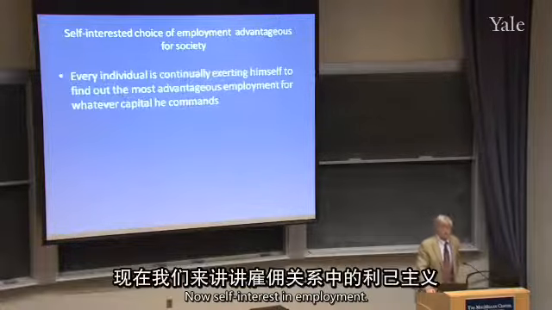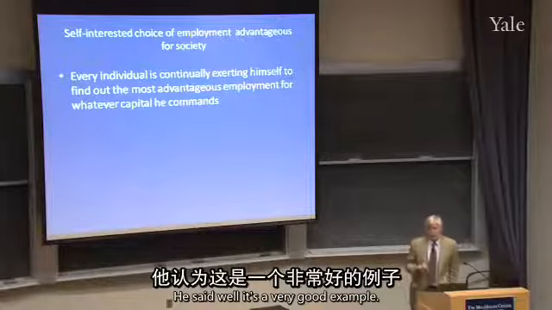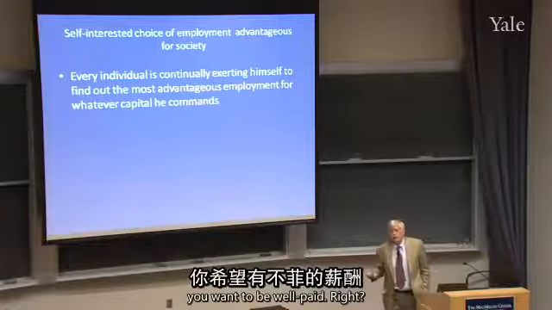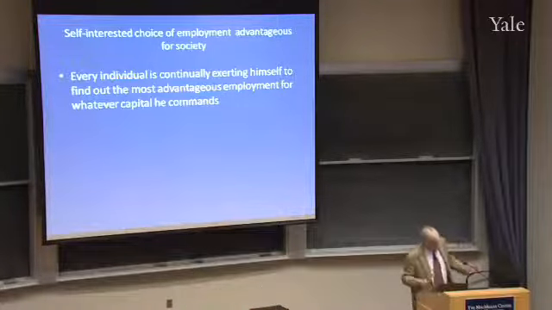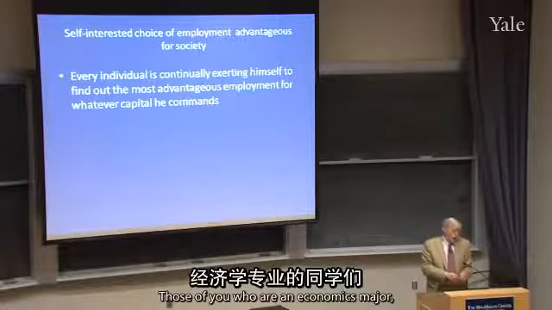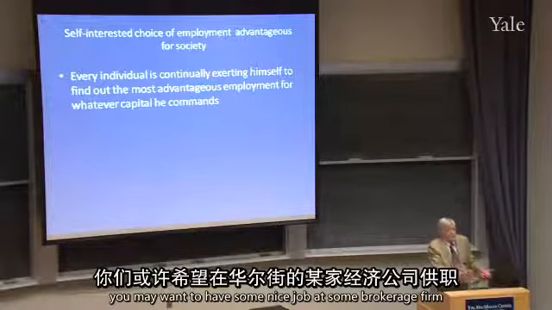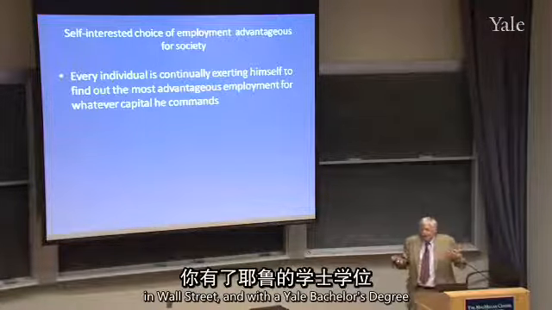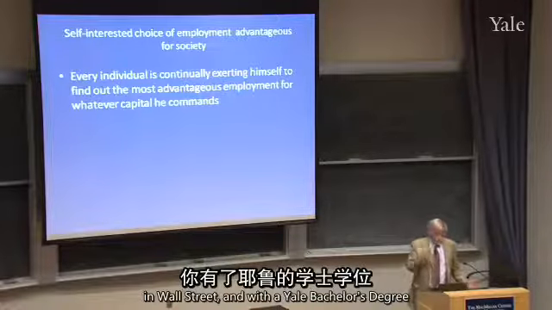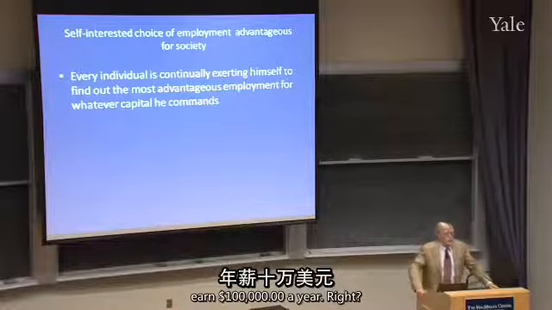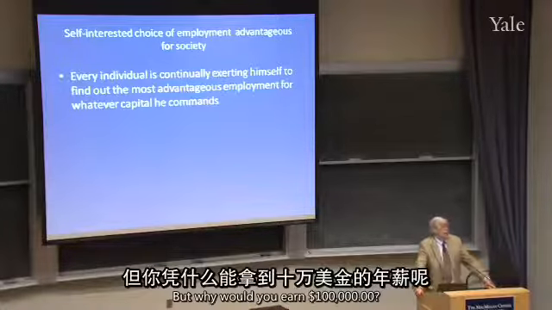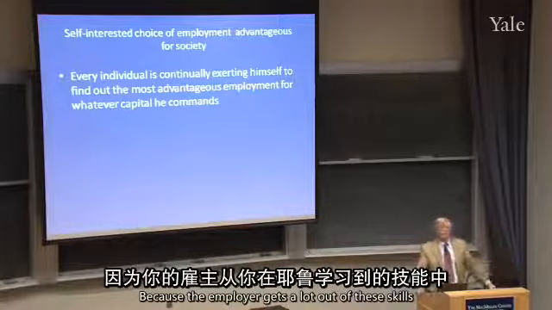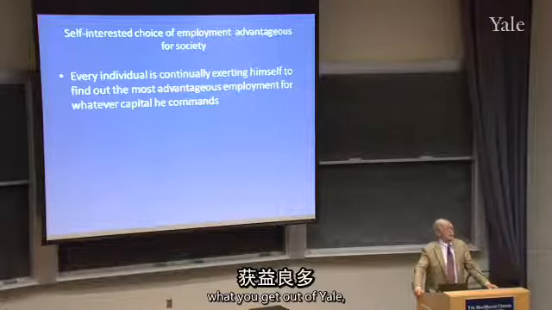Now, self-interest in employment, he said, is a very good example. When you are choosing an occupation, of course you want to have a big job. You want to be well paid. Those of you who are economics majors may want a nice job at a brokerage firm on Wall Street, and with a Yale bachelor's degree, you would like to earn $100,000 a year. But why would you earn $100,000? Because the employer gets a lot out of the skills you get out of Yale.